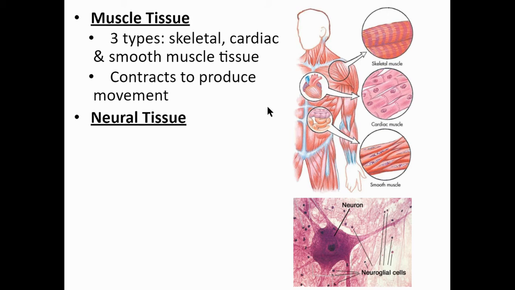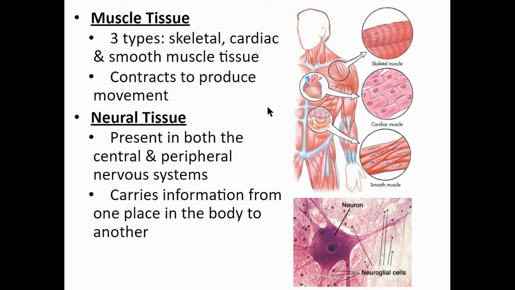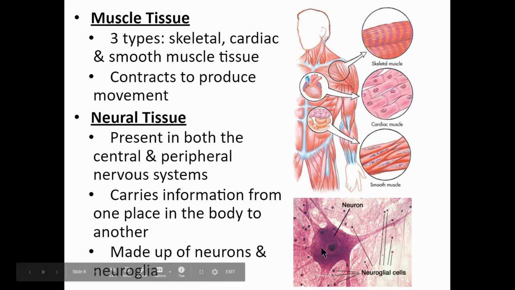And then we have neural tissue. So that's the fourth of the main types of tissue categories. So if they're in your nervous system, central and peripheral, and they carry information from one place in the body to another. And they are made up of neurons and neuroglial cells, which we'll talk more about later. These are the supporting cells for the neurons. They help to nourish and protect the neuron here. So these are the two main types of cells in neural tissue, neuroglial cells and neurons.